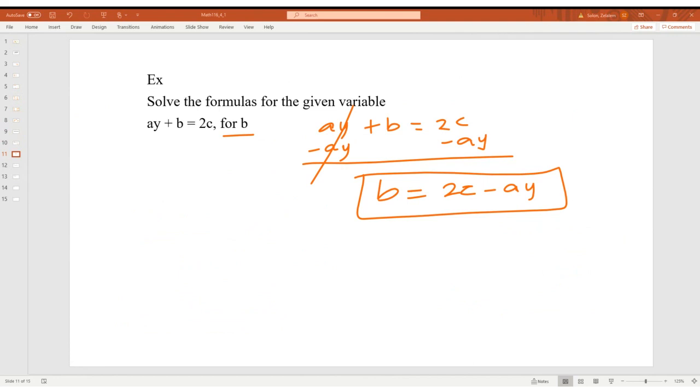This is very simple, it's just a one step equation. We just took away a and we find b. Now let's see the second one.